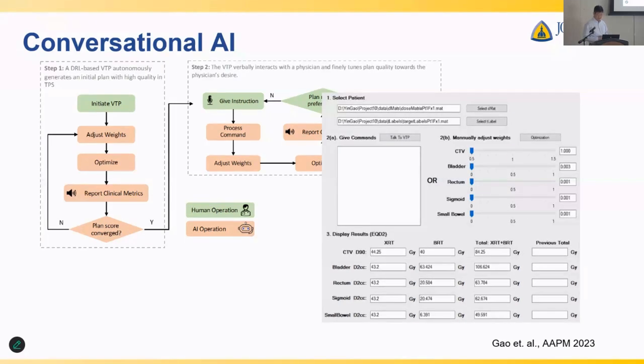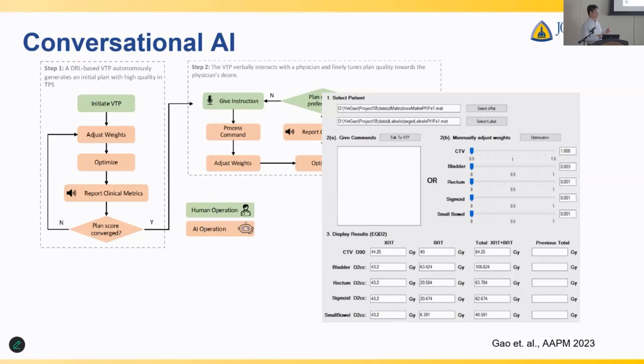Virtual planner. EQD2 for CTV is 84.2 gray. Bladder is 106.6 gray. Maybe it was muted. But anyway, so this is the interface. The interface will say plan is done. How can I help you? And waiting for the physician's input.